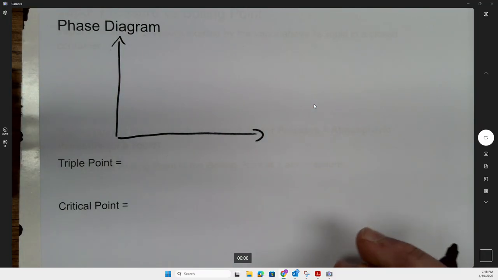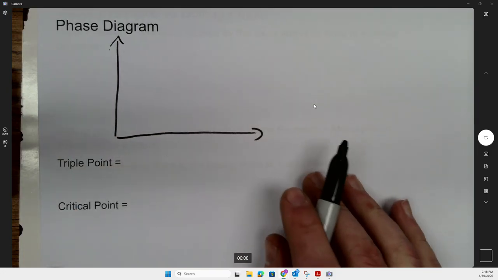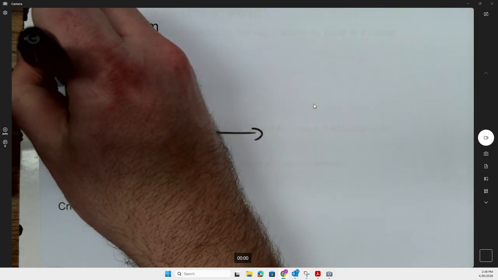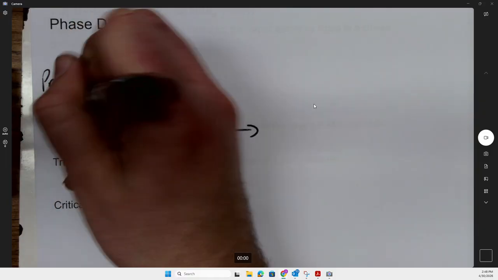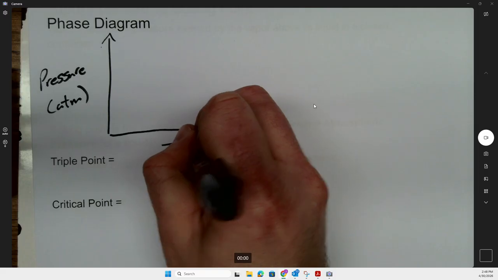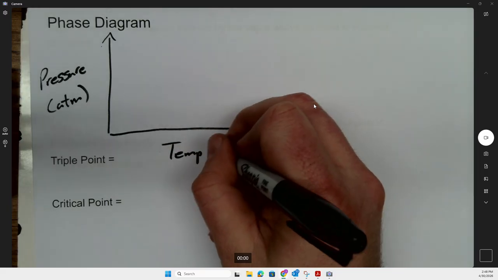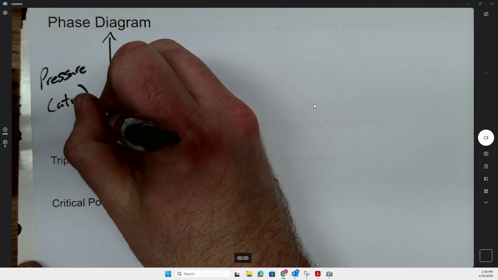We're going to make a graph. My y-axis is always going to be my pressure. Usually it's going to be written in atmospheres, but not always, but usually. My x-axis is always going to be temperature. And that's usually going to be written in degrees Celsius. Now, my diagram is going to kind of look like a messed up Y.